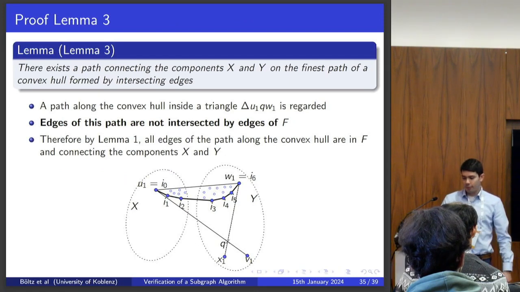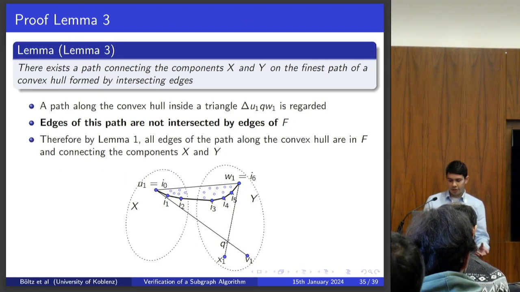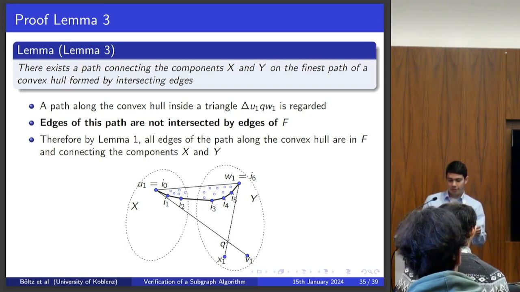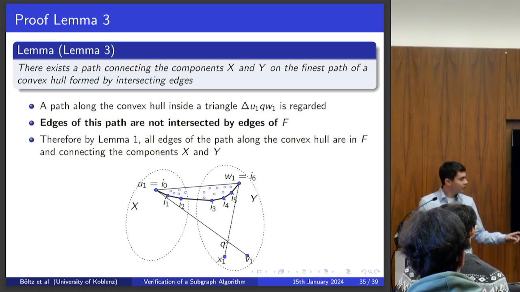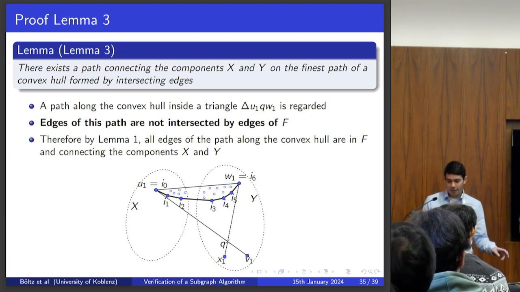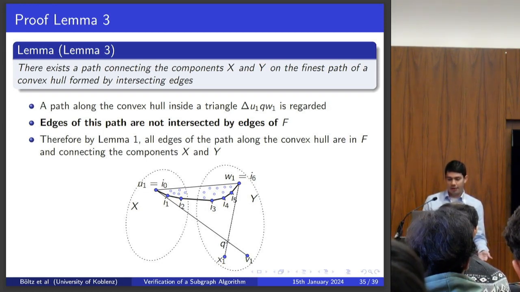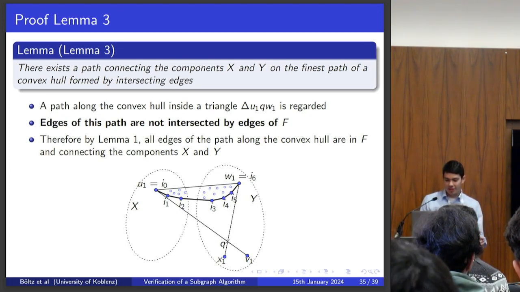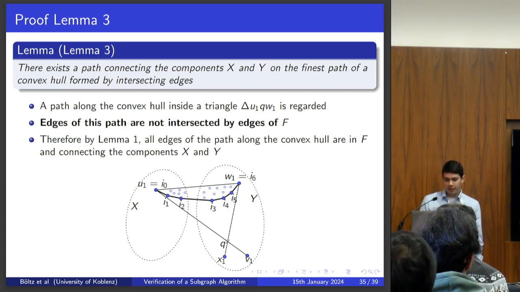In the last step of the proof, we regard an edge u1, v1, where all intersecting edges in F are in component y. We choose the one with intersection point q closest to the component x, and then we show that at this finest path of the convex hull connecting u1 with w1, all edges on this path are not intersected by edges in F, and therefore by lemma 1 we know that all these edges of this path along the convex hull have to be in F, and therefore the edges of this path connect the components x and y, which leads in the end to a connected graph.